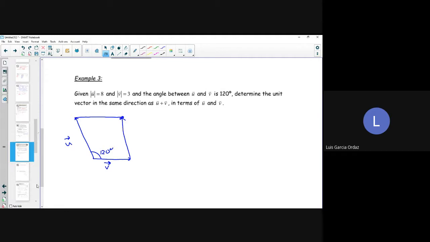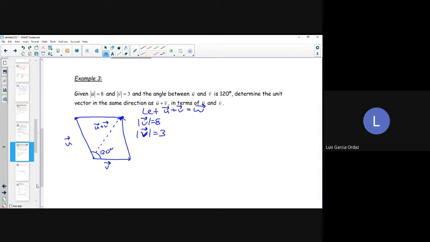Okay, and I'm going to take my parallelogram, and I need to find my resulting vector, which is vector u plus v. However, because we want to find a unit vector, let's let vector u plus vector v equal vector w. So I have my magnitude of u is equal to 8. My magnitude of v is equal to 3.